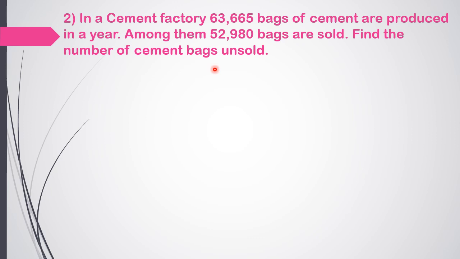In 1 year, 63,665 bags are produced. Among them, 52,980 bags are sold. Now we are going to find the number of bags unsold. Here, I already told you, whenever we find the difference, the remaining, the balance, these are all keywords. Whenever you find these keywords, you have to subtract.